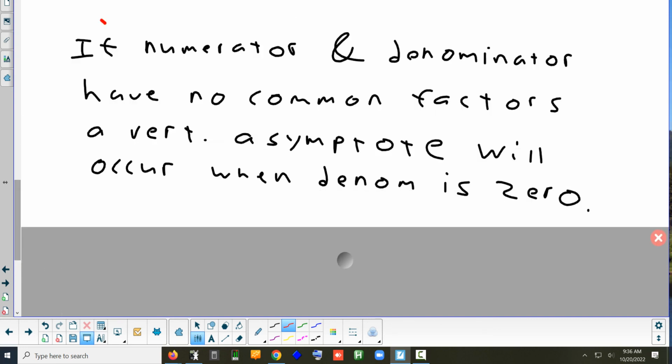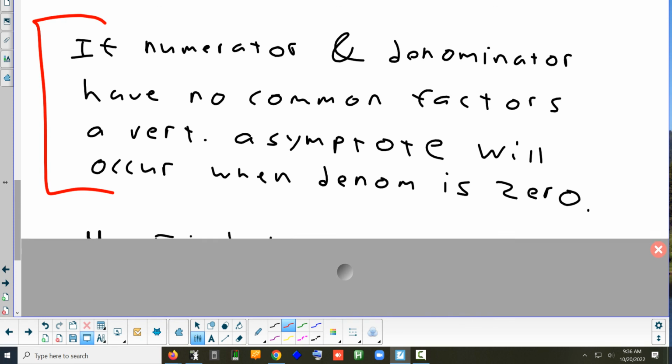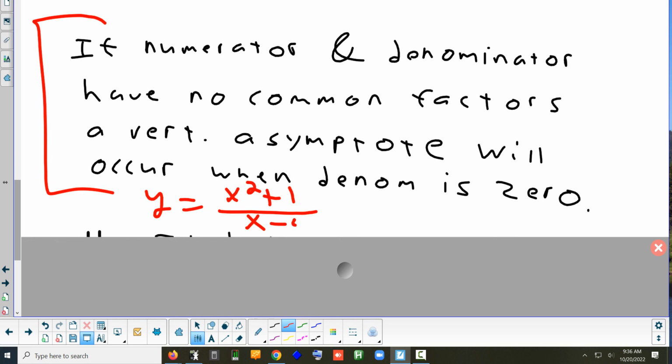So this is what's important. As long as the numerator and the denominator do not have any common factors, you will get a vertical asymptote when the denominator is zero. So if you look at what I just wrote in red, when would the denominator be zero in that problem? If x equals 4, you will have a vertical asymptote at x equals 4.